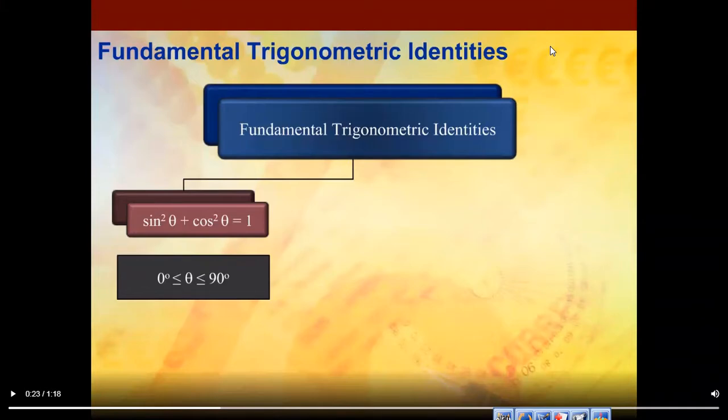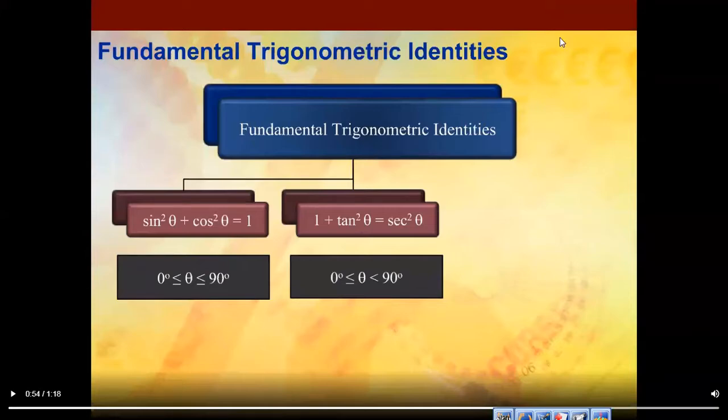The first identity states that sine square theta plus cos square theta is equal to 1. This holds true for theta greater than or equal to 0 degrees and less than or equal to 90 degrees. This is because sine theta and cos theta are defined for theta from 0 degrees to 90 degrees.